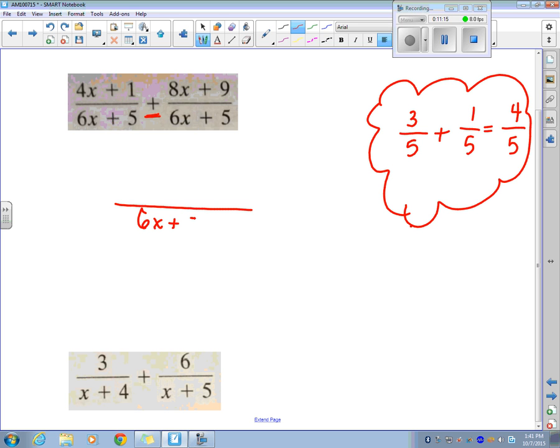6x plus 5 is my denominator because they're the same. I can put the numerators, the things that are alike, together. So isn't 4x plus 8x equal to 12x? And isn't 1 plus 9 equal to 10?